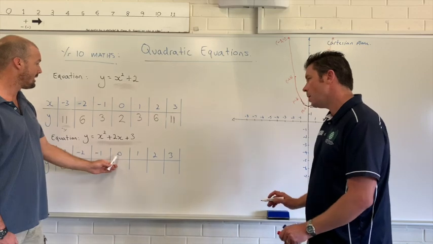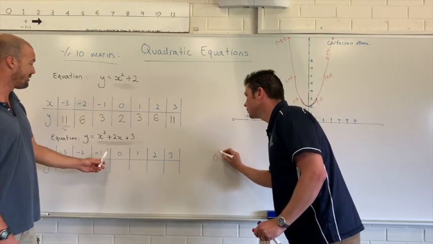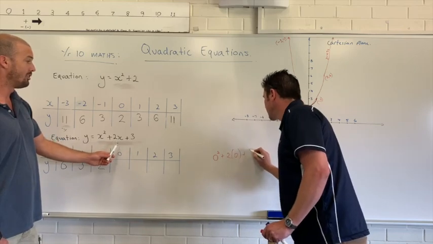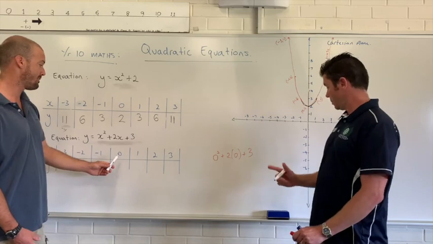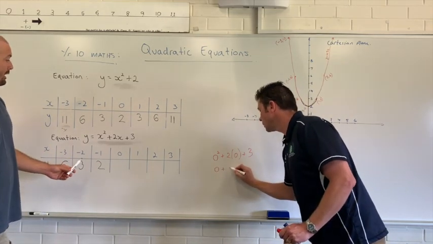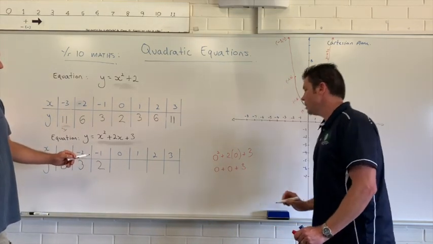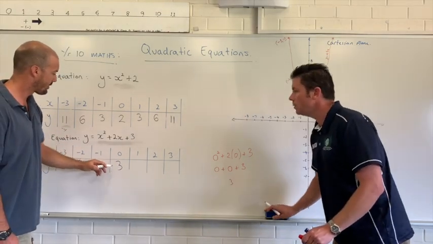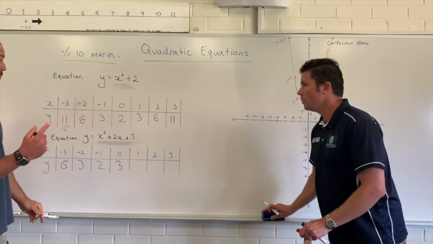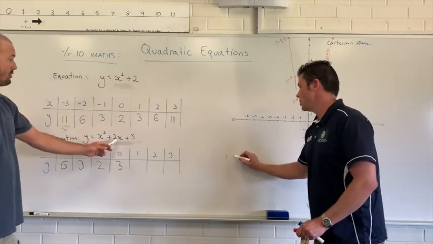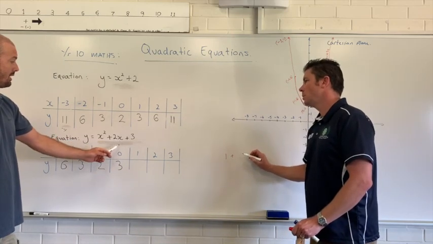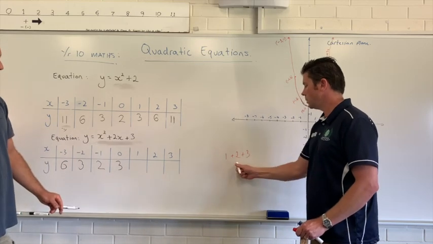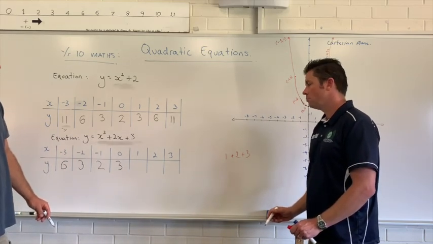0 squared is 0, plus 2 times 0. What's 2 times 0? 0. So that'll be 0 plus 3, which gives us 3. Okay, and then 1 squared is 1 times 1, which is 1, plus 2 times 1 is 2, plus 3. So 1 plus 2 is 3, plus 3 is 6.